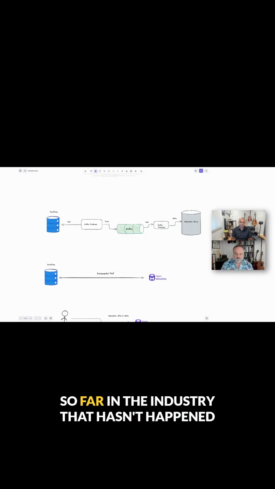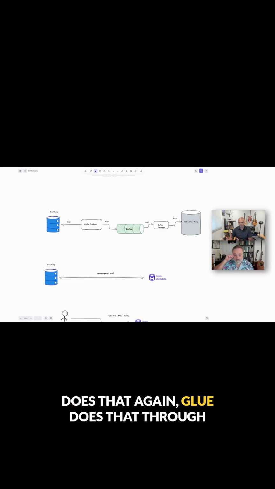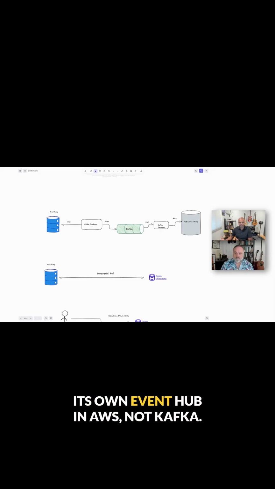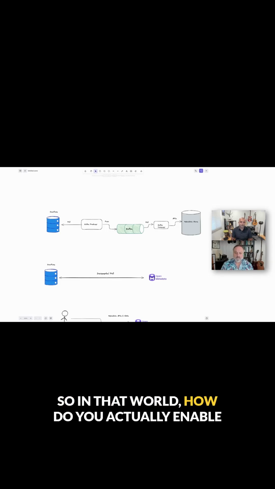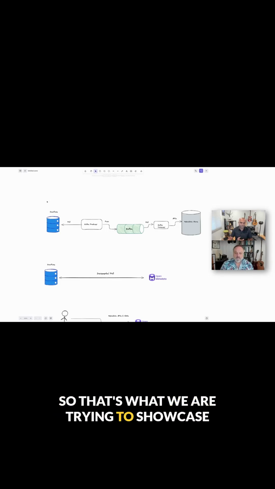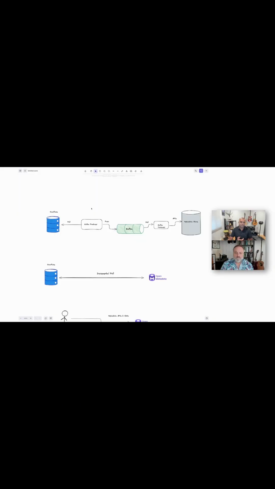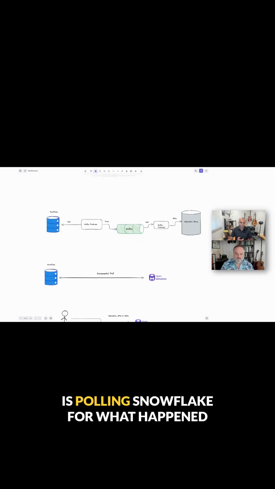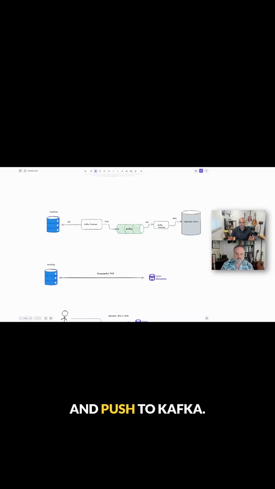So far in the industry, that hasn't happened. Outside of one or two, like Hive and Glue, that does that. Again, Glue does that through its own event hub in AWS, not through Kafka. So in that world, how do you actually enable a Kafka-like system? That's what we are trying to showcase here in the first image. There should be a Kafka producer that is polling Snowflake for what happened in the last 24 hours and take those events and push to Kafka.